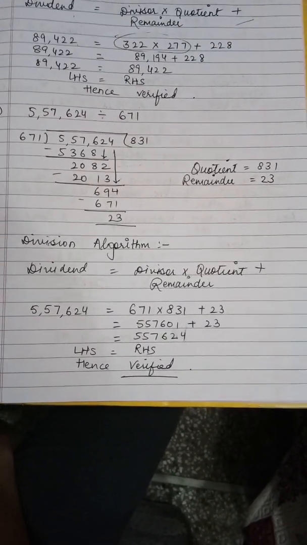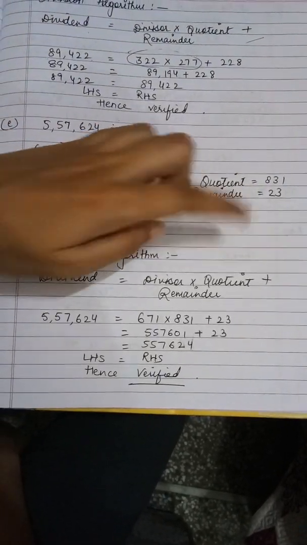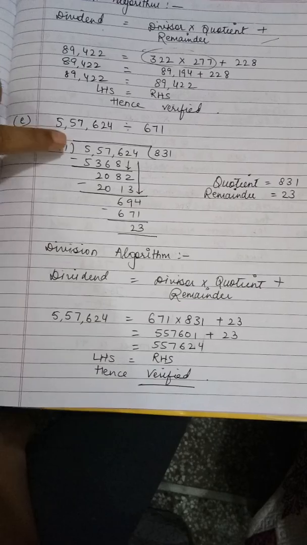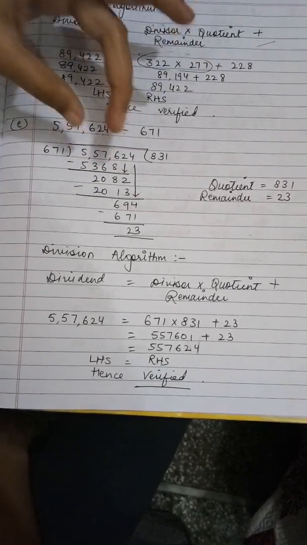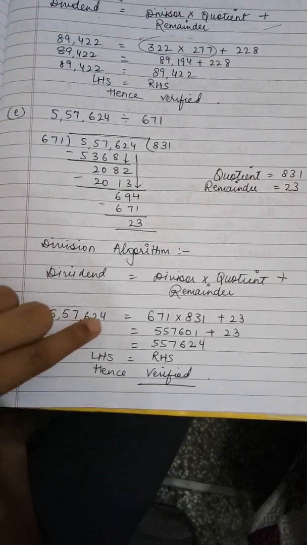Make sure that you are writing the formula in every part. So dividend is equals to divisor into quotient plus remainder. Now what is the dividend? 557624. The middle term is the dividend. The main one is the dividend. So 557624 is the dividend.